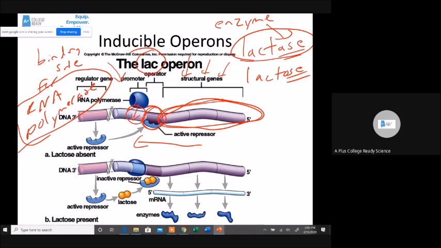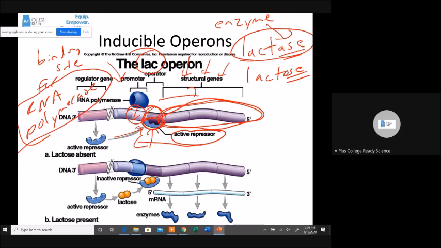The operator is in between the promoter and the actual genes, and it serves as a binding site for a repressor protein. Think of that repressor as like a roadblock. The blue thing there is the repressor protein. If it's there, RNA polymerase can't make it from the promoter to the genes. So when a repressor is present, transcription is blocked. And when transcription is blocked, the gene's not expressed.